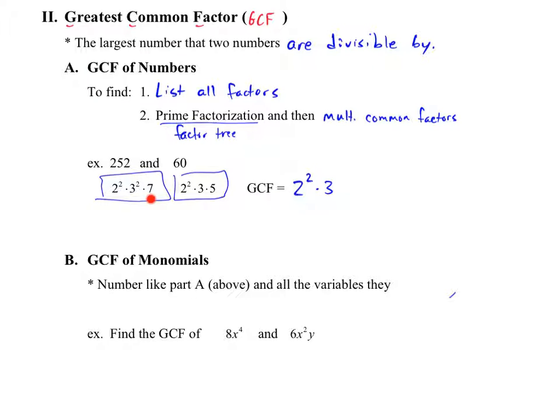Then we have a 7, but this doesn't have a 7. We have a 5, but that doesn't have a 5. So these are the only ones in common. So 2 squared times 3 is 12. 4 times 3 is 12. So in other words, for 252 and 60, the greatest common factor, or the largest number you could divide both of them by and not get a decimal, is 12.